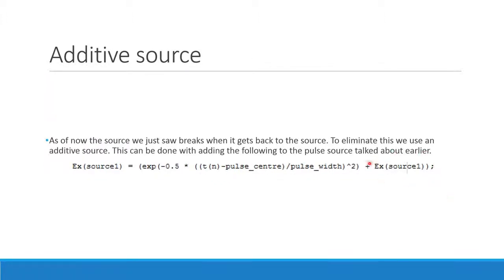To do this, we create an additive source, and we add this term right here, which is going to allow the wave to just pass right through it, and that looks like this.